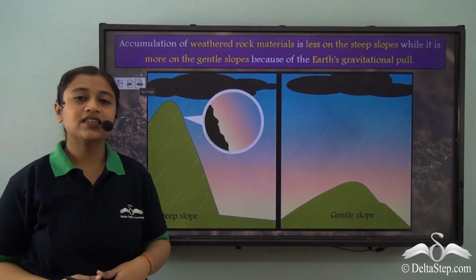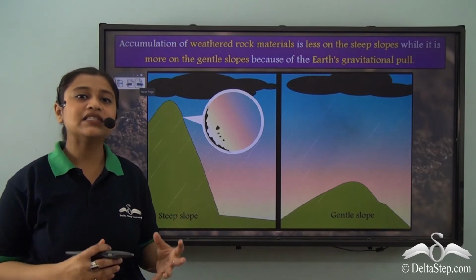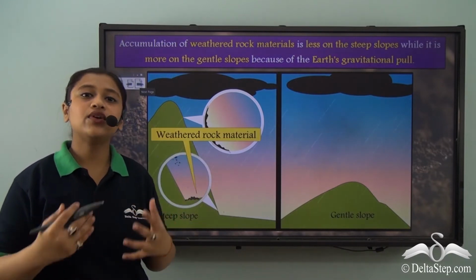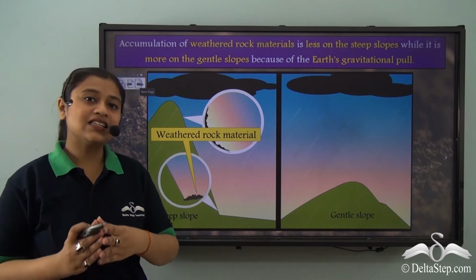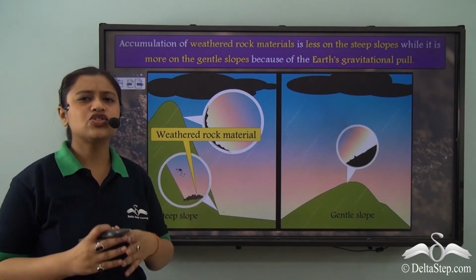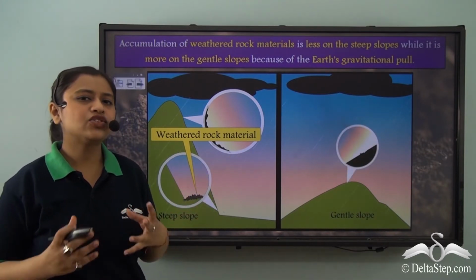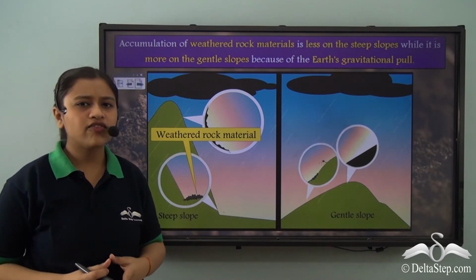So we just learned how parent rock and climatic conditions affect or influence soil formation. Let's learn about the third factor, that is topography. Now, how exactly does topography play a role in soil formation?